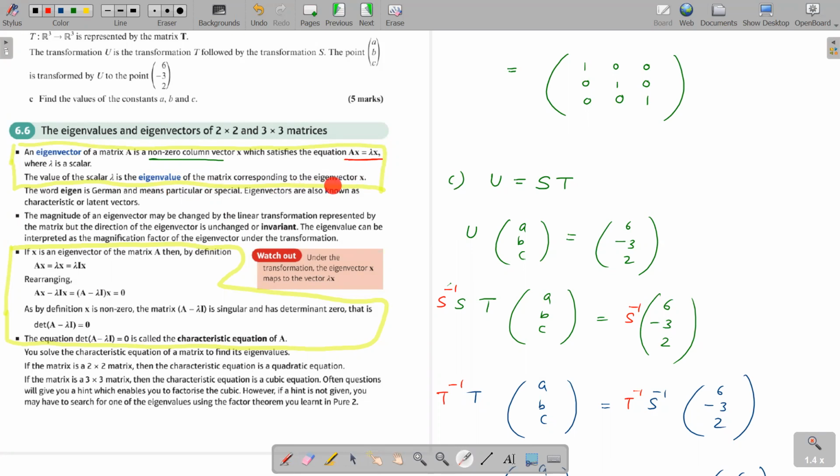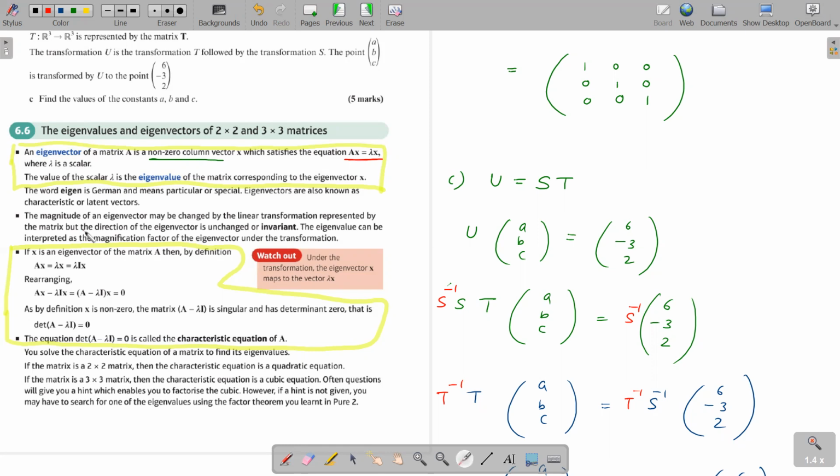the eigenvector X. They say here the word eigen is German and means particular or special. Eigenvectors are also known as characteristic or latent vectors. The magnitude of the eigenvector may be changed by the linear transformation represented by the matrix, whereas the direction of the eigenvector is unchanged or invariant. The eigenvalue can be interpreted as the magnification factor of the eigenvector under the transformation.